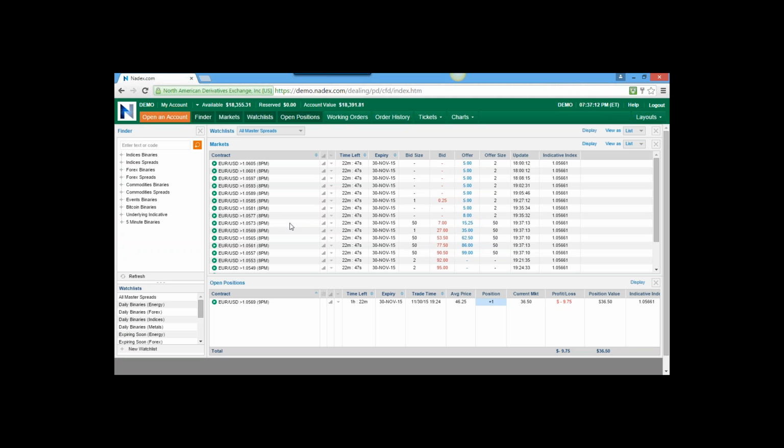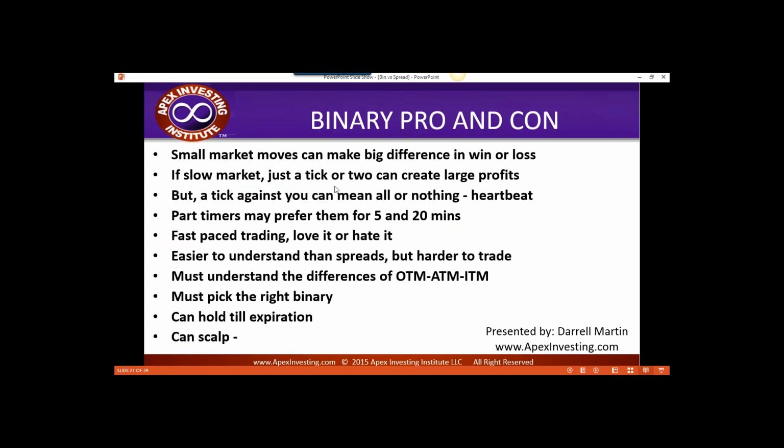Binaries can still be extremely profitable if it's going in the right direction and you've bought or sold in that direction. Just a few ticks difference can make a big difference in value. Okay, does that make sense? William, does that make sense? Okay, so that's what I mean. Just a few ticks movement can be quite a bit. So that is one of the big pros of binaries.